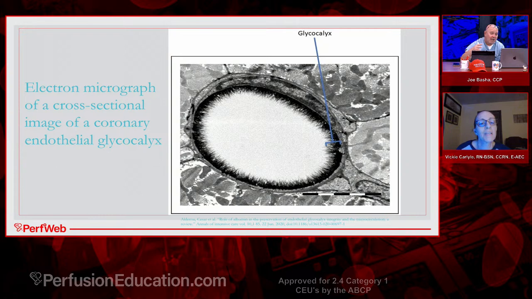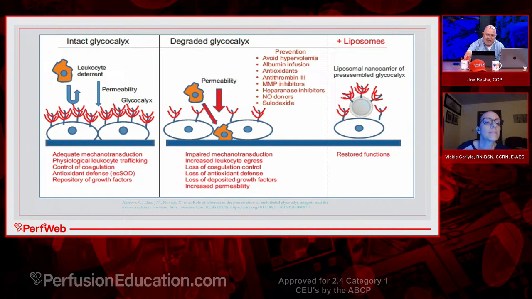But you see it's not smooth at all. It's this hair-like, almost like grass. It's very, very interesting, but it's very fine material here, mostly carbohydrate in constituency. And here we see an intact glycocalyx, and you see your leukocyte coming down, and it is deterred. You have normal permeability. Here you have a degraded glycocalyx, and you see your increased permeability, and you see your leukocytes egressing out of the vascular space through the capillary wall.